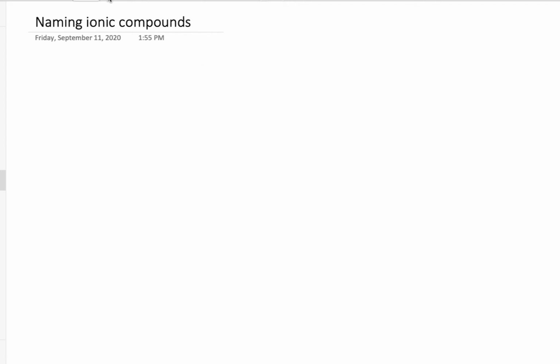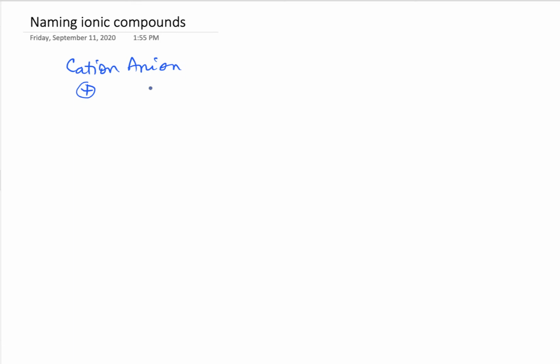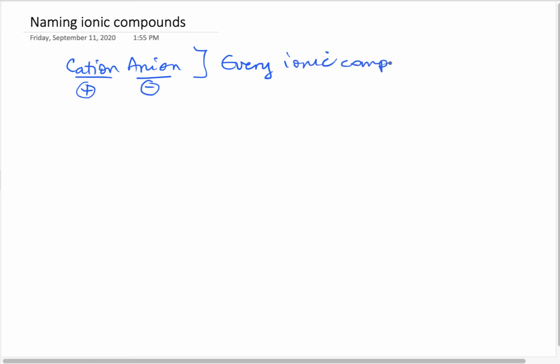All ionic compounds start in a similar way. Every time we write an ionic compound, we're going to have the cation on the left, that's the positively charged, and then we'll have the anion on the right, that's the negatively charged ion. So every single ionic compound is going to have a cation and an anion. And we're always going to be able to separate them into these two parts.